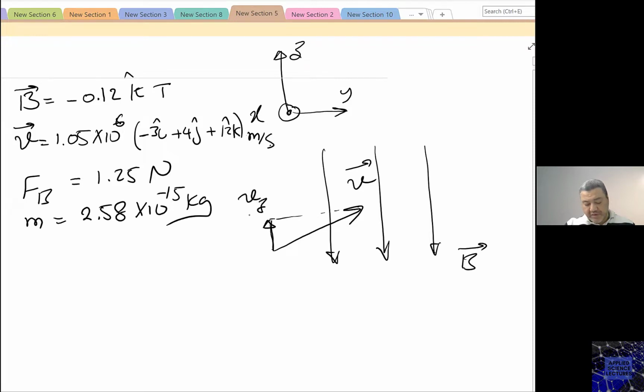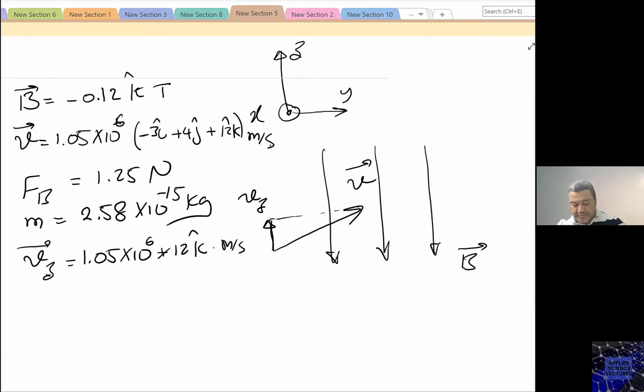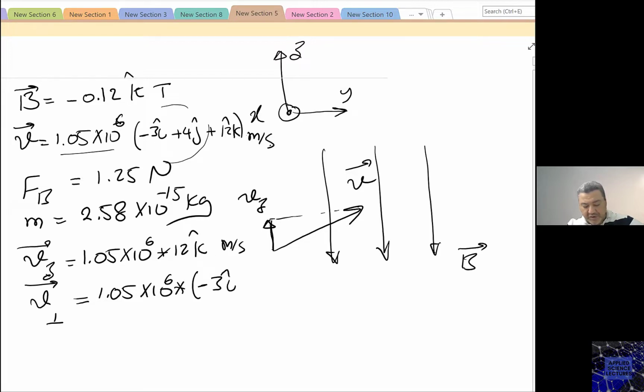I'll call this one Vz. So here I have Vz as 1.05 × 10^6 times 12 k hat. So this is on the z, which basically leaves the perpendicular component that is in the xy plane given by this times this. So I would call this one the perpendicular. The perpendicular component is 1.05 × 10^6 times (−3i + 4j) meter per second.